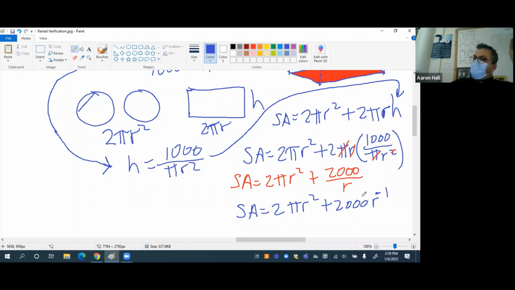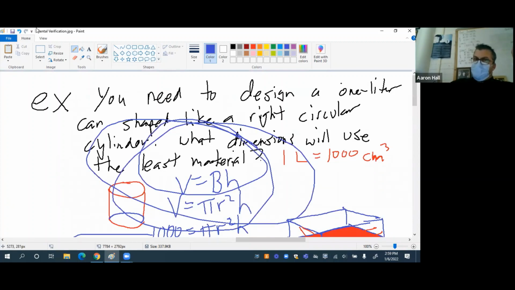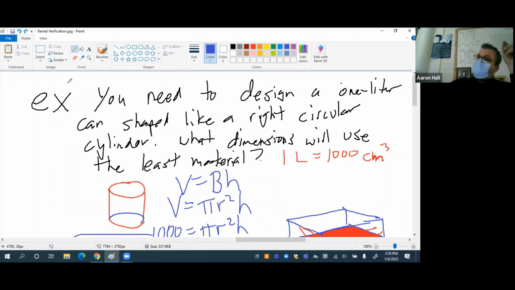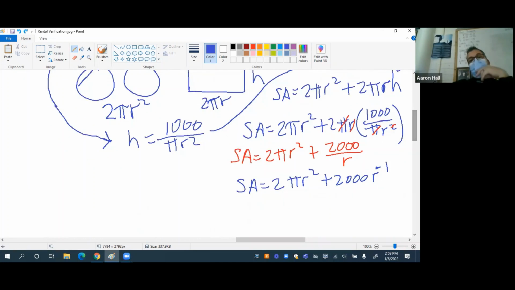So what's our goal? What are we trying to do? Trying to find the least material, which is a maximum or minimum. A minimum. A minimum has a slope of what? 0. So I need to find my slope equation and then substitute in a 0.